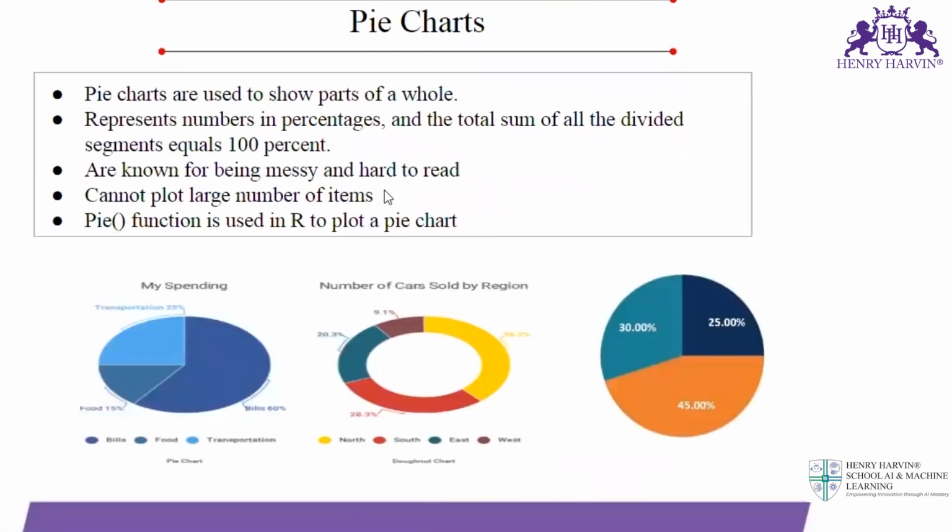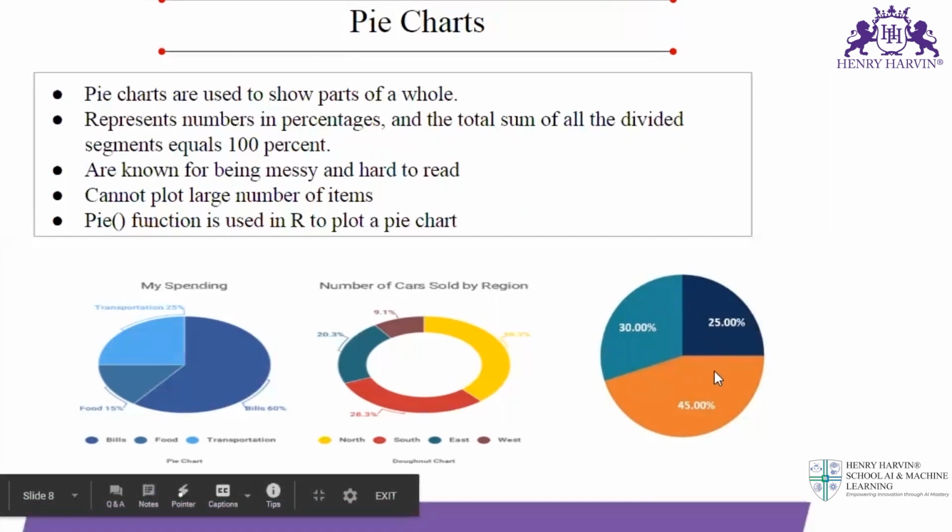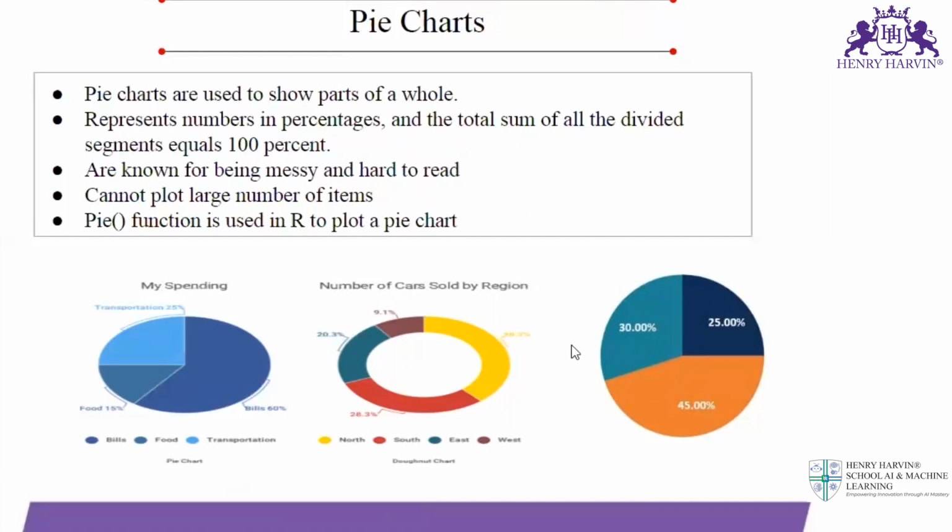Next is pie charts. Pie charts are used to show the part of a whole. So it represents in percentages, and the total sum of all divided segments equals 100%. Pie charts can only be used when there are fewer items or fewer variables. Otherwise, it will be a messy or hard to read graph. Pie charts help us to divide the data which equals 100%. It shows the composition of any of the data sets. The function used is pie.